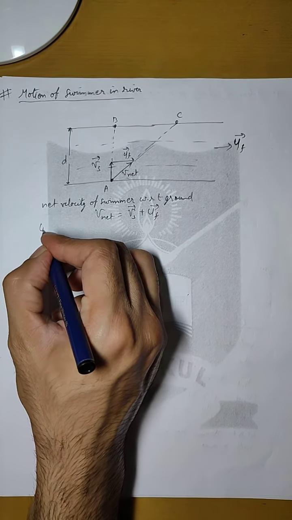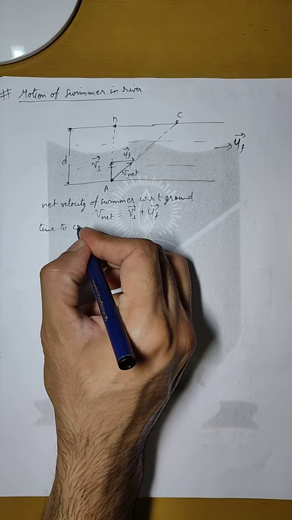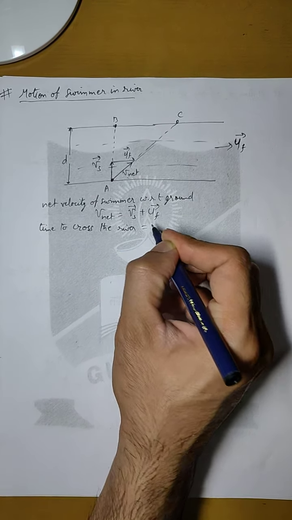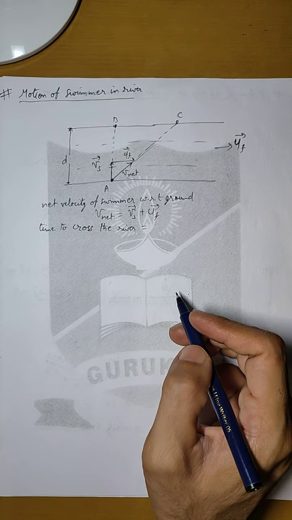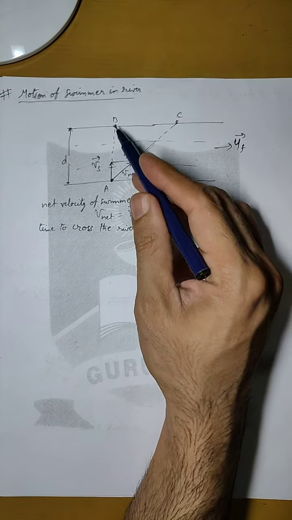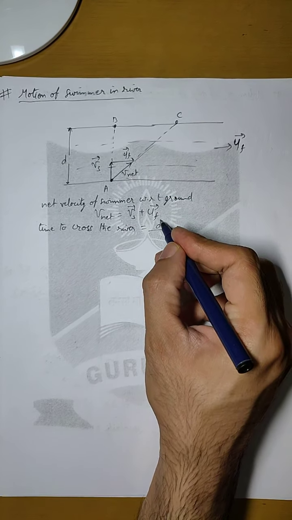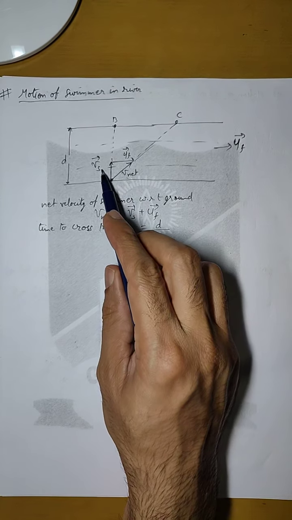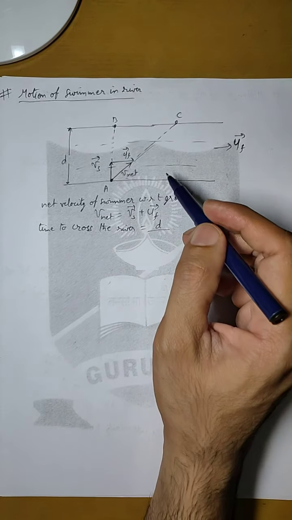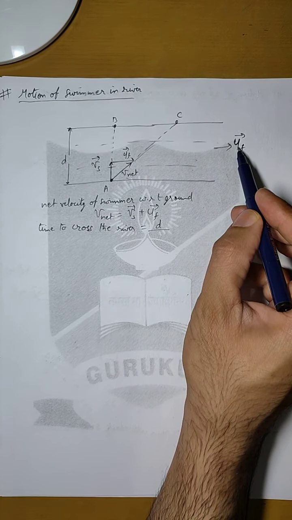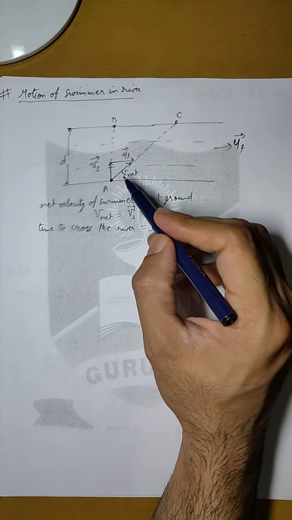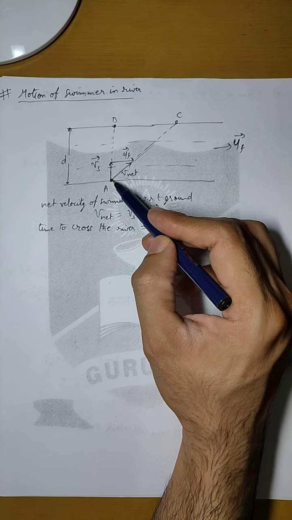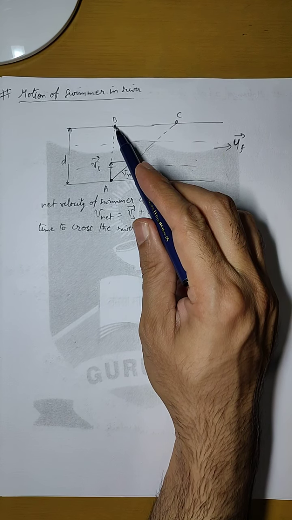Now the time to cross the river. We know that time is equal to distance upon velocity. Now the distance we have to cross the river is D, upon velocity. Which velocity will come here, whether it will be Vs or Uf or Vnet? If we analyze one by one, Uf is in this direction, so there is no way that Uf is going to help the swimmer reach the opposite point. By Uf the swimmer will never be able to reach the opposite bank of the river.